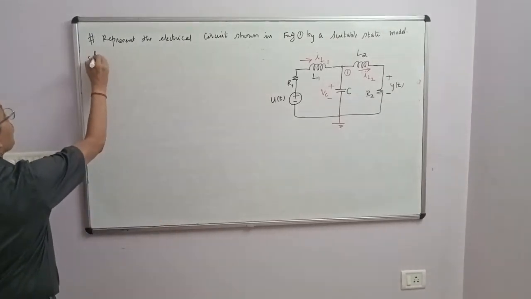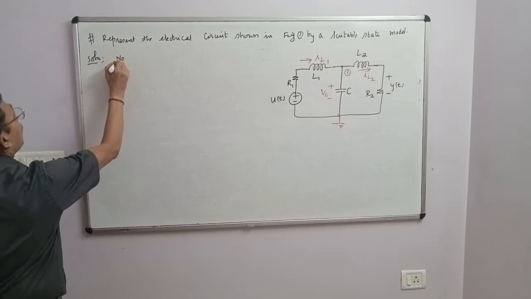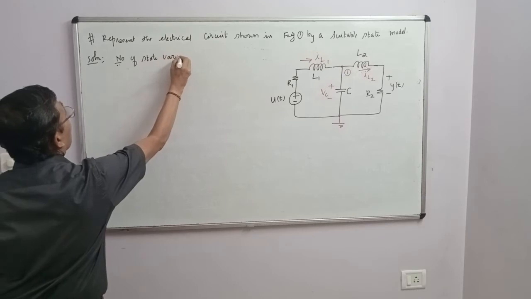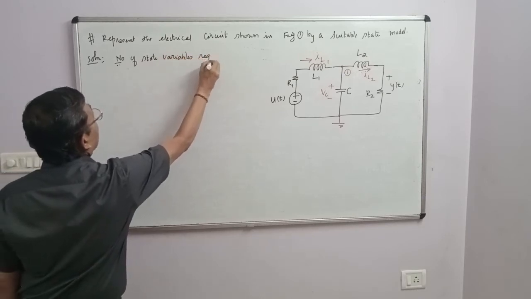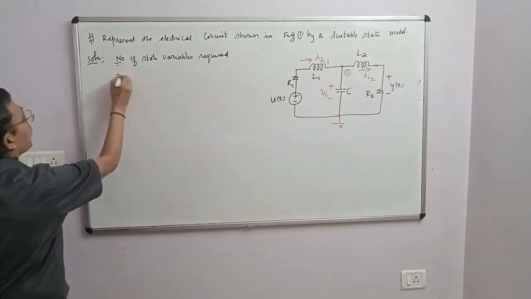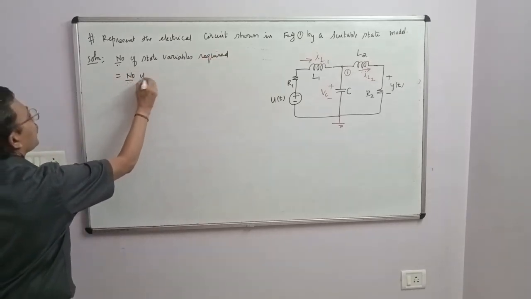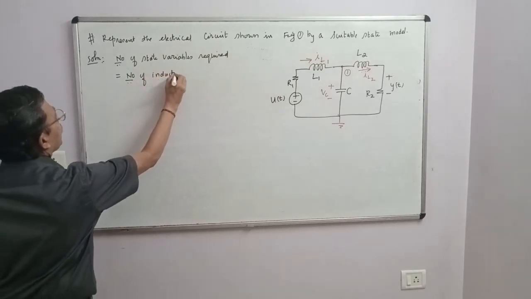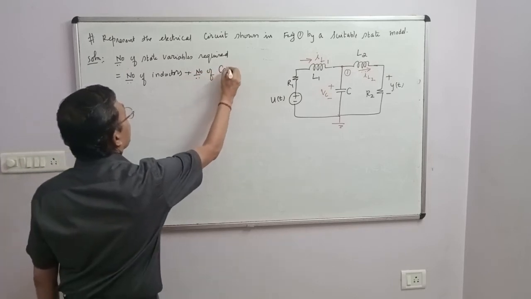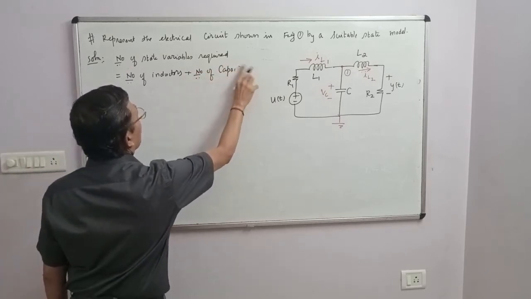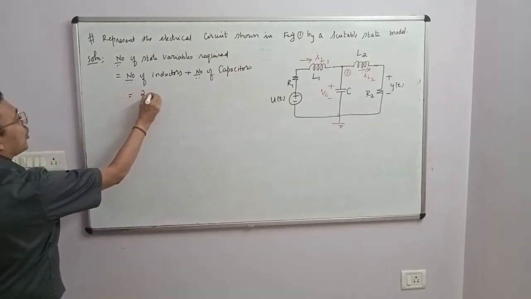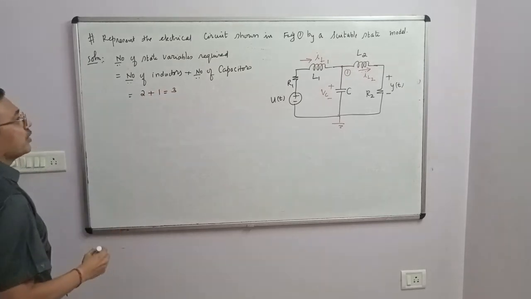Solution. Number of state variables required is equal to number of inductors plus number of capacitors. Number of inductors 2, number of capacitors 1, so totally 3.